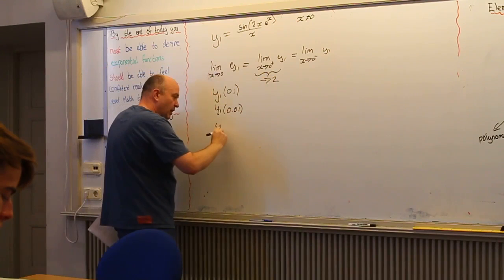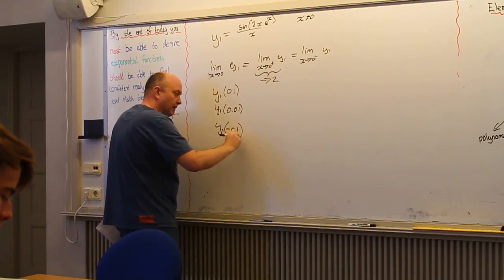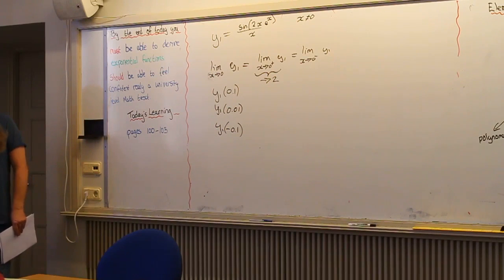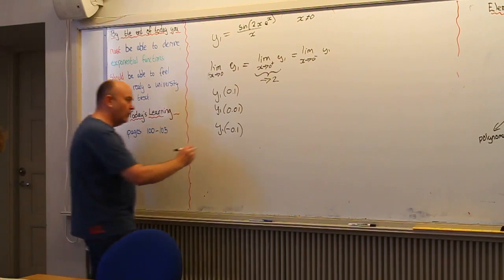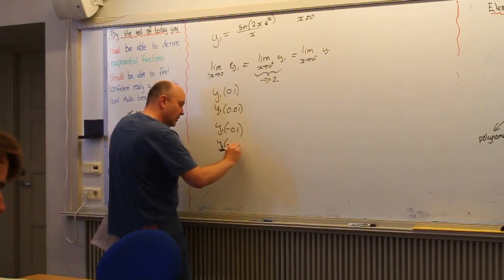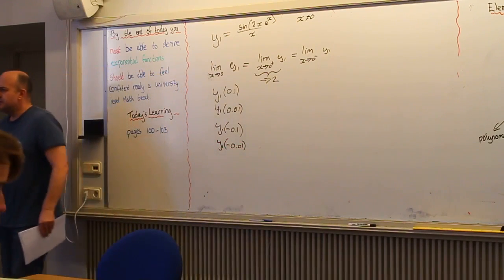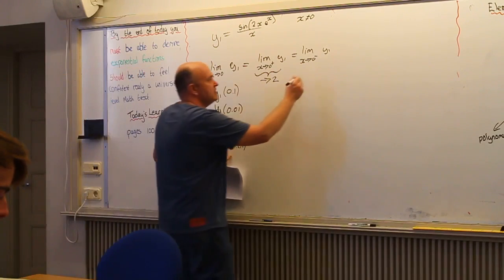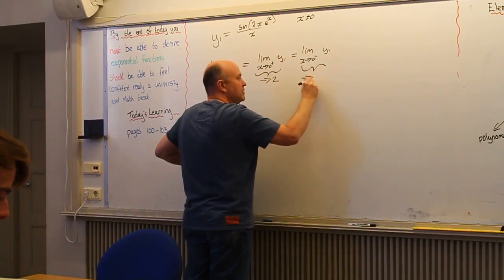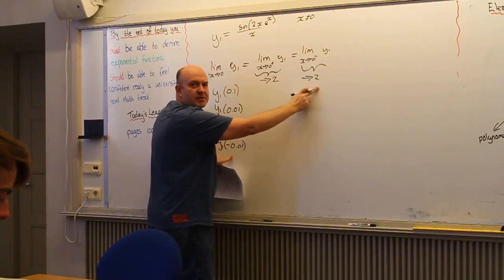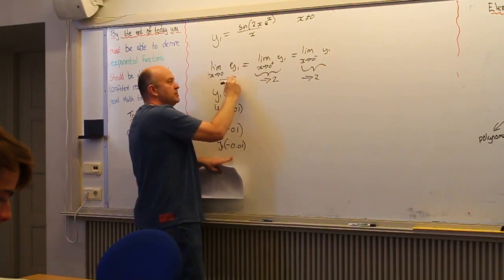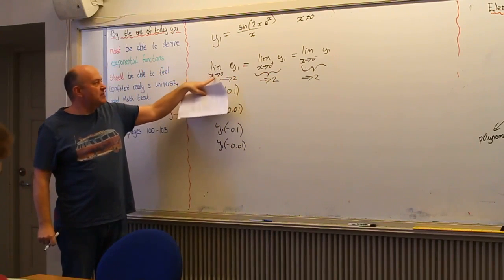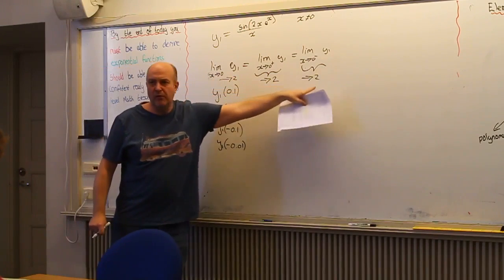Now, on your home screen, put y1 of minus 0.1. What do we get? 1.9 something? Put y1 of minus 0.01. What are we going towards? We're going towards 2, but from the other direction. So this one here goes towards 2. Because these two are the same, it means that the limit goes towards 2. And that's what the limit means. It means you have to go from both sides.